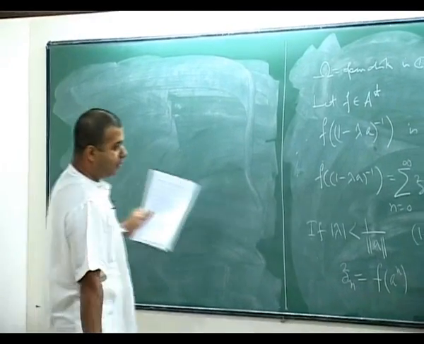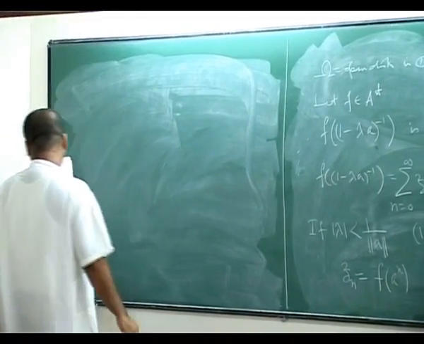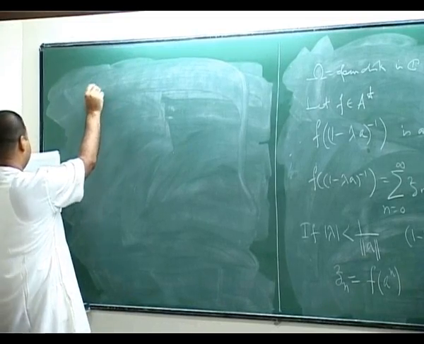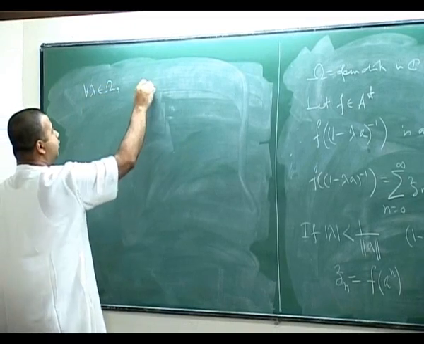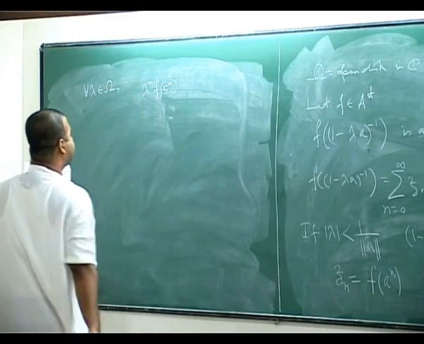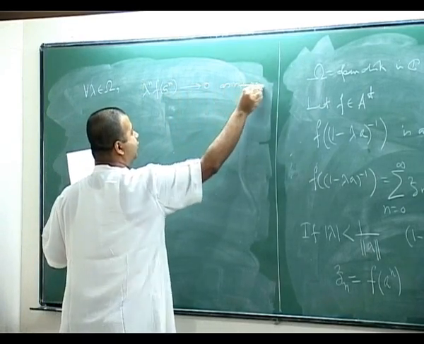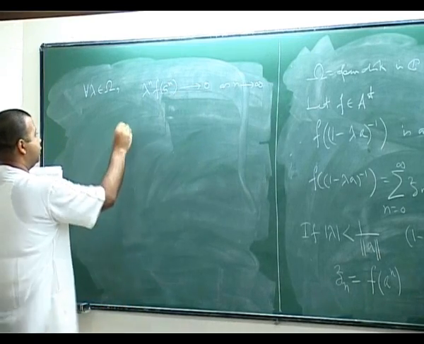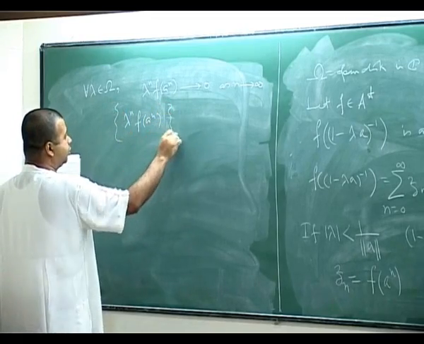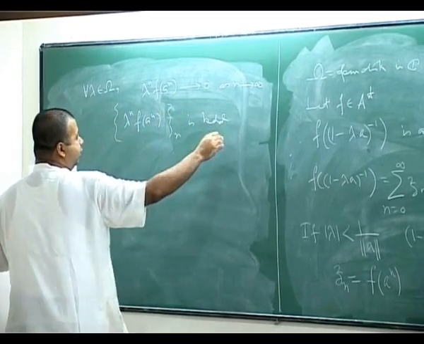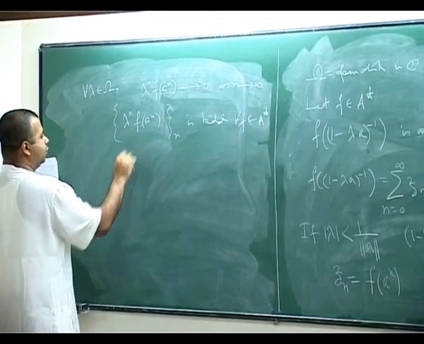So, that series converges. So, for all lambda in omega, lambda^n f of a_n goes to 0 as n goes to infinity, and therefore this sequence is bounded for all f in A star.